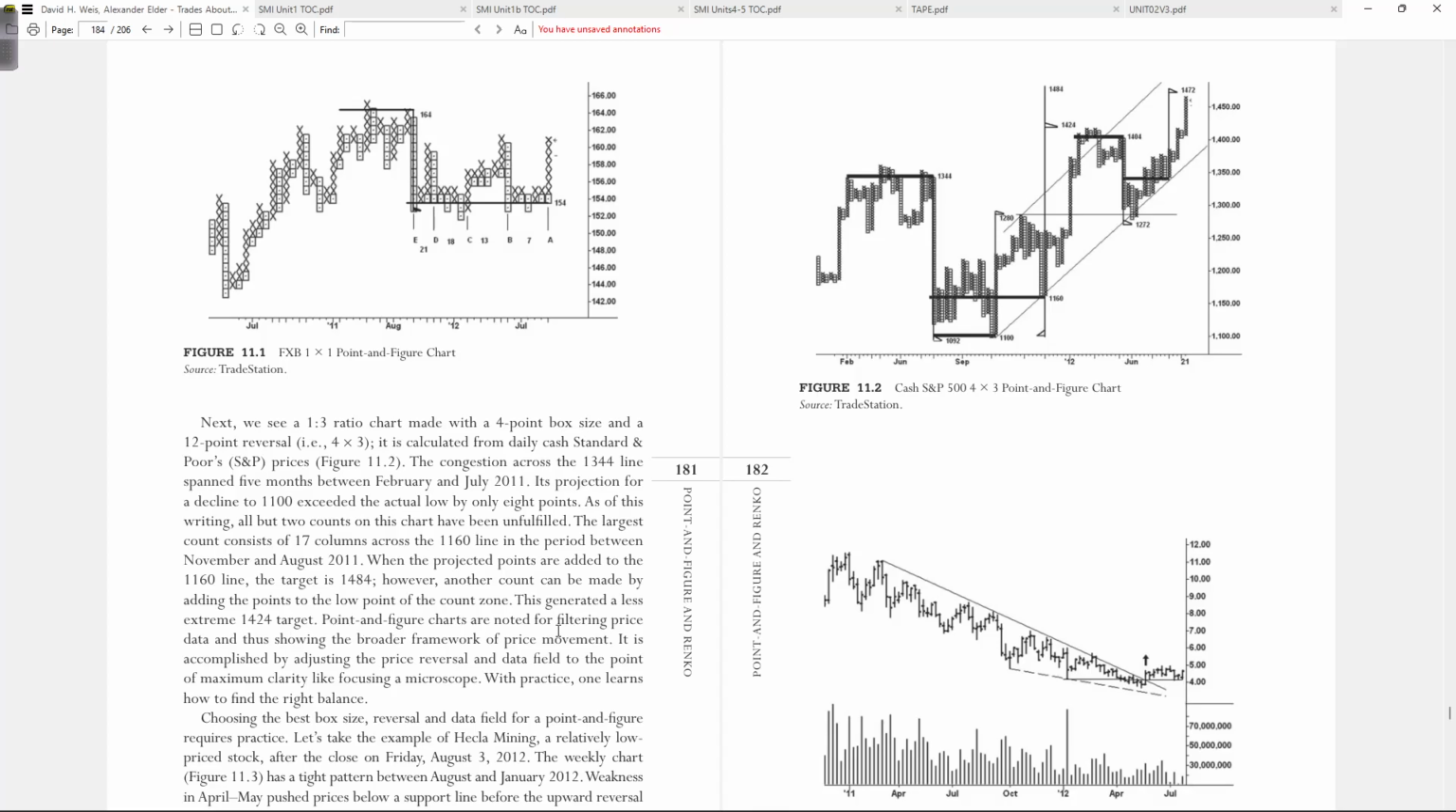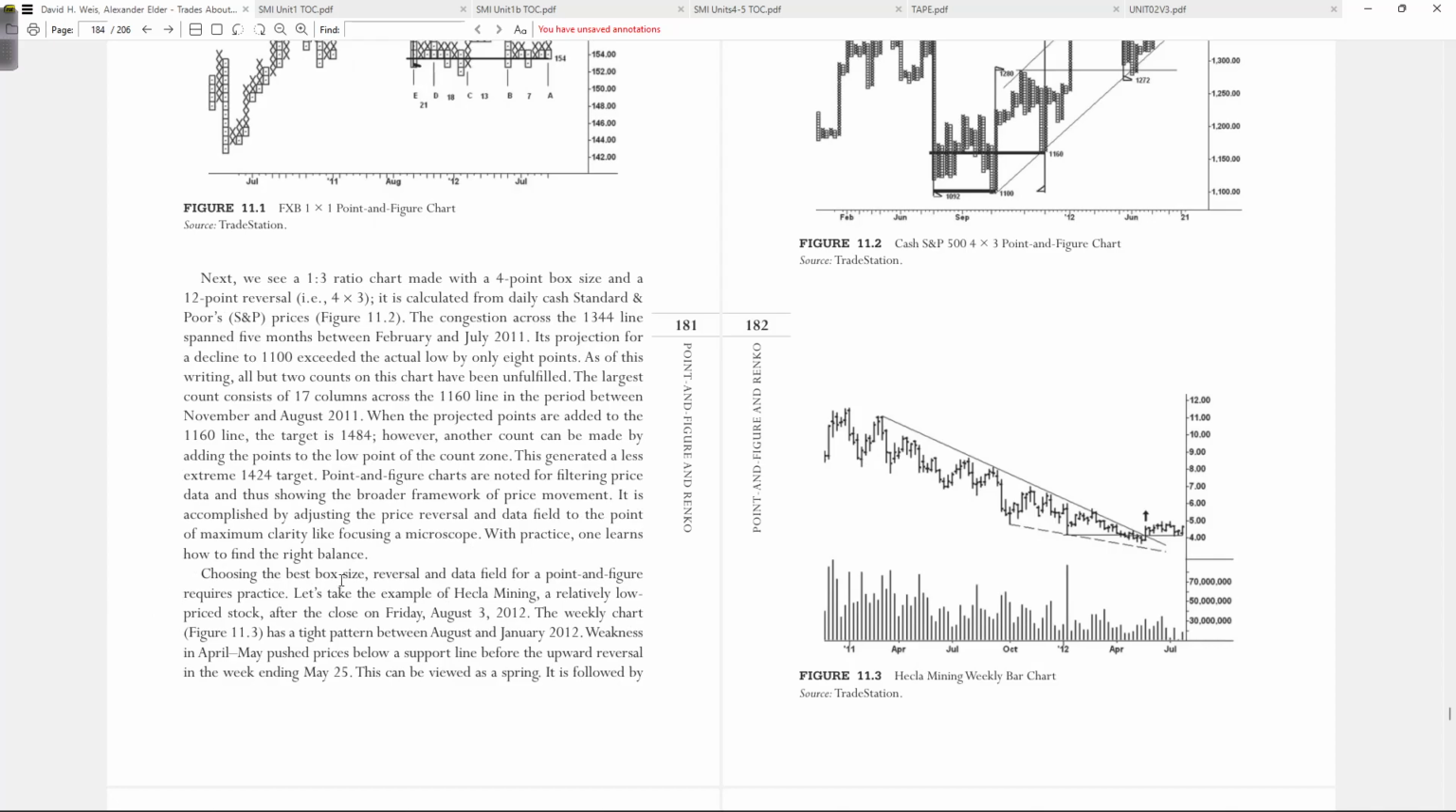Point and figure charts are noted for filtering price data and thus showing the broader framework of price movement. It is accomplished by adjusting the price reversal and data field to the point of maximum clarity, like focusing a microscope. With practice, one learns how to find the right balance. Choosing the best box size, reversal, and data field for a point and figure chart requires practice.